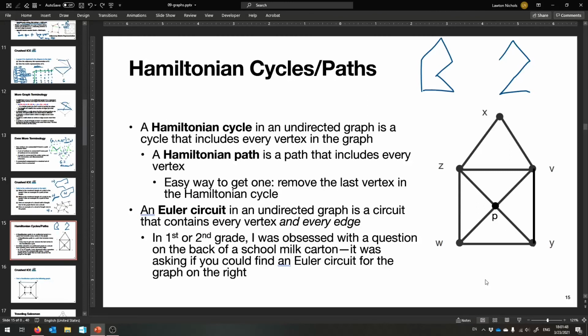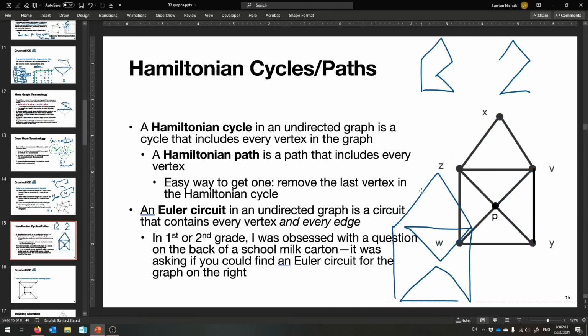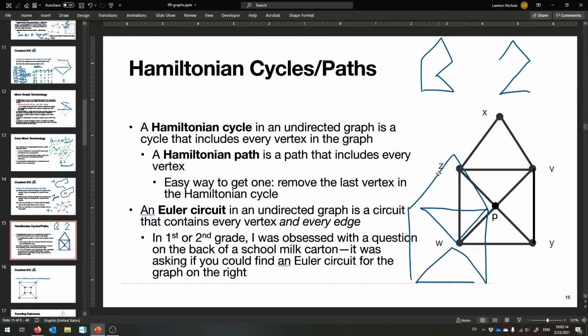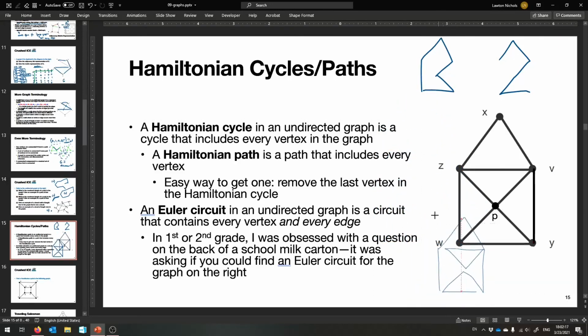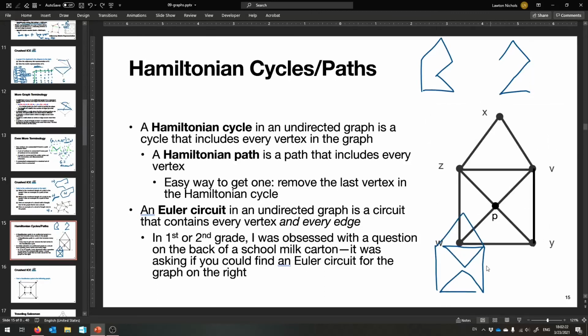Isn't that cool? So I honestly don't know if I remember how to do it, but I will at least give it a try, and if I can't find it fast enough, I will just pause the video so that you can all see me do it later. And I think that was it. I'm pretty sure I just did it. Yeah. So every vertex and every edge, that is an Euler circuit in this graph. And that is just me living my second grade dream of solving that puzzle. It bothered me for weeks.